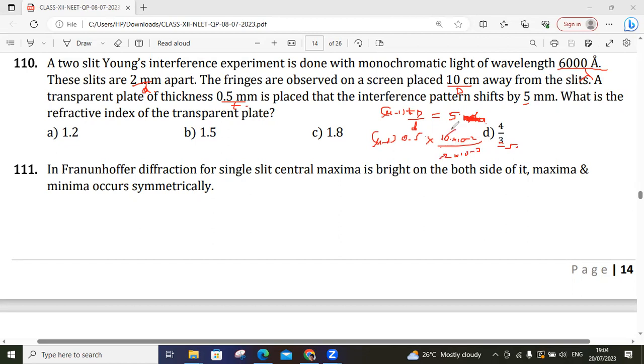So this 5 will cancel. 10 power minus 3 will become plus 3, plus 3 minus 2 is 1, so it will become 10. Then this will become 0.5 into 10, that is 5. I will take that to the other side. Mu minus 1 is equal to 1 by 5, that is 0.2. So mu will be equal to 1.2. This is option A. Right, 110 is A. Then we'll go for the next question, 111.